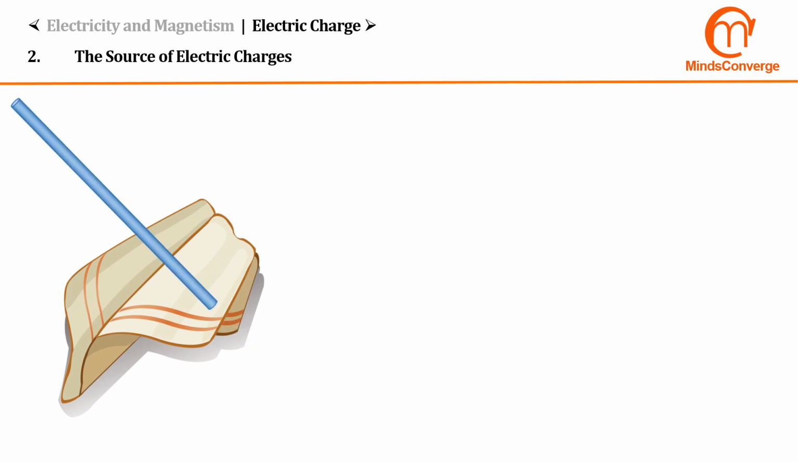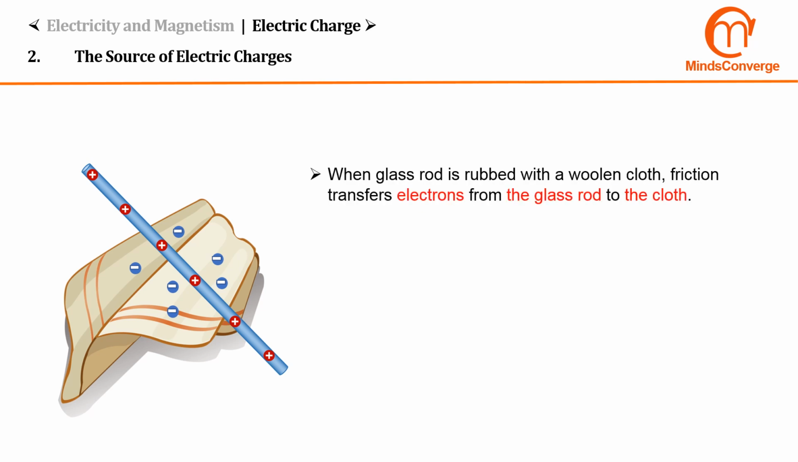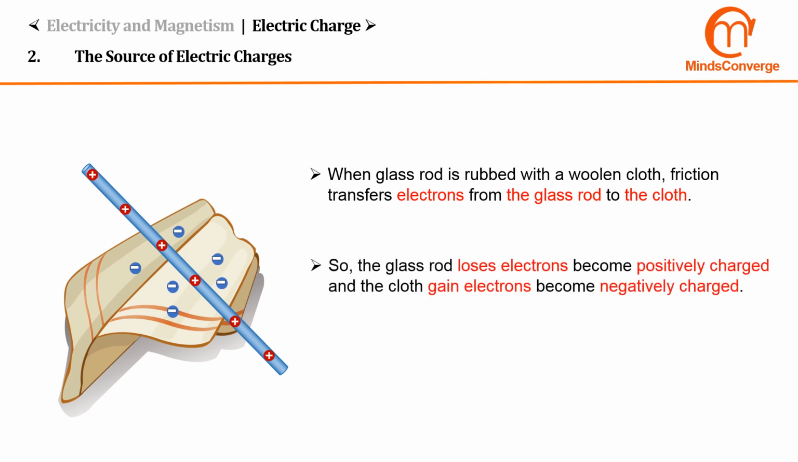When a glass rod is rubbed with a woolen cloth, friction transfers electrons from the glass rod to the cloth. So, the glass rod loses electrons, becomes positively charged, and the cloth gains electrons, becomes negatively charged.